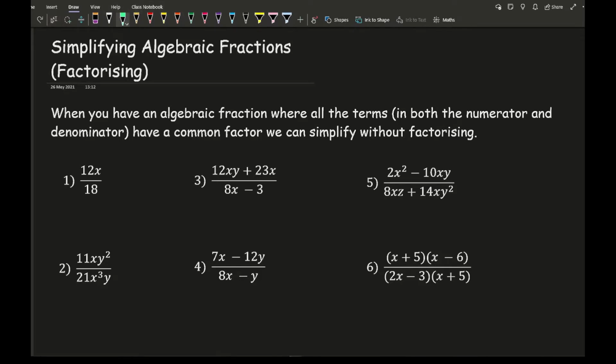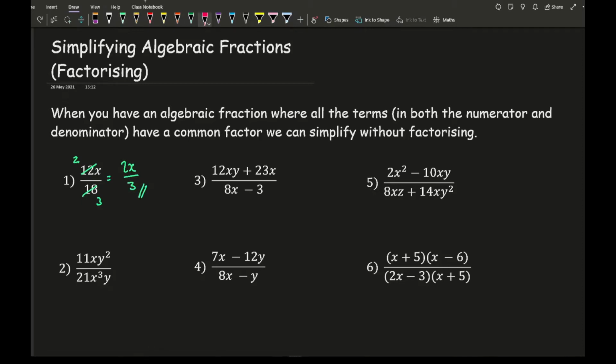So with question 1 we can see that the first term on our numerator is 12x and our denominator is 18. So what have they both, numerator and denominator, got in common? Well, they've both got numbers. Can we simplify both the numbers? Yes we can. What number goes into both 12 and 18? That'd be 6. So what I'm going to do is divide both numbers by 6, in which I get 2, and that then becomes a 3. And then what I'm left with is 2x over 3.